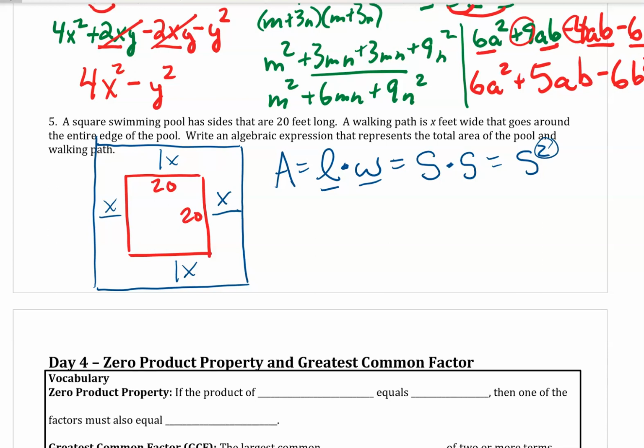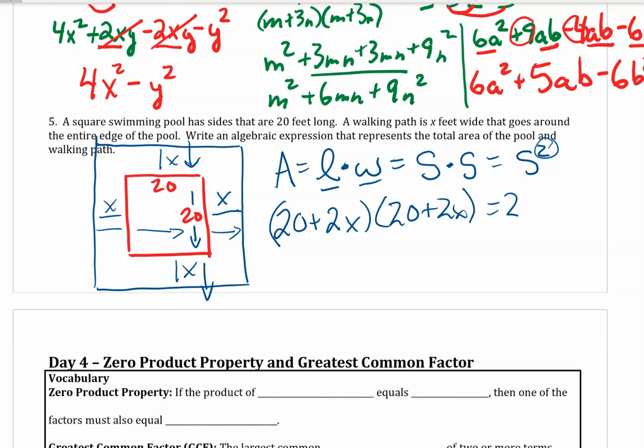So what is the length of a side of the entire area including the walking path? Well, if we go from top to bottom, it's x plus 20 plus x again. So 20 plus 2x. If we went the other way, it would also be x plus 20 plus x again. Another 20 plus 2x. Or 20 plus 2x squared. Now we're going to use our distribution to calculate.